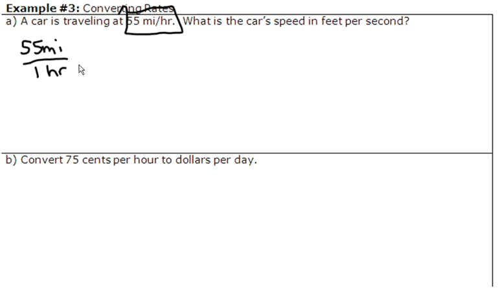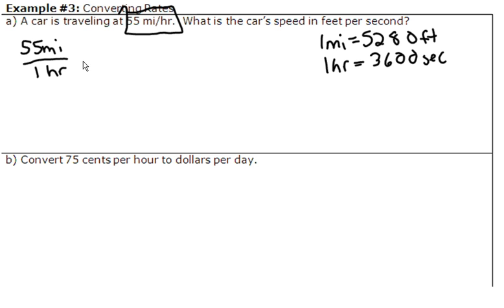Now I'm trying to go from 55 miles per hour to feet per second. So I have two different things that I need to do. I need to go in the numerator at the top, I need to convert that from miles to feet, and in the bottom I need to convert that from hours to seconds. So I need a couple conversions. One, I need to know that 1 mile equals 5,280 feet. I also need to know that 1 hour equals 3,600 seconds.